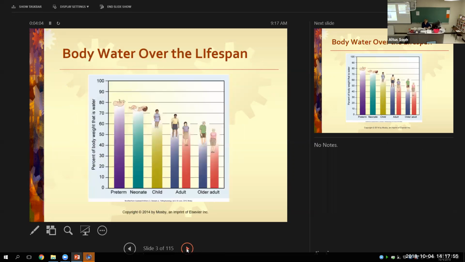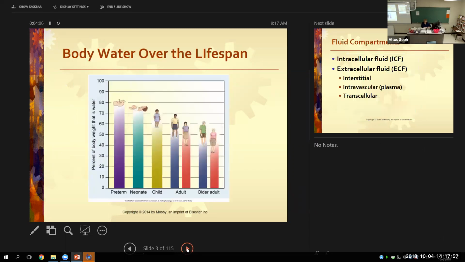And that's just a good picture of body water over the lifespan. Preterm infants have a percent of body weight that is around 80%, and it basically just decreases with age.